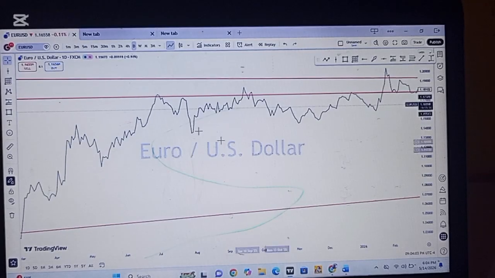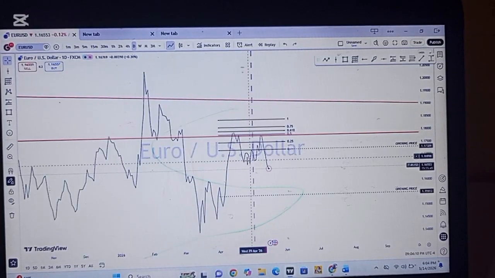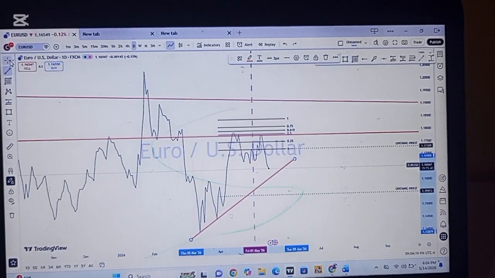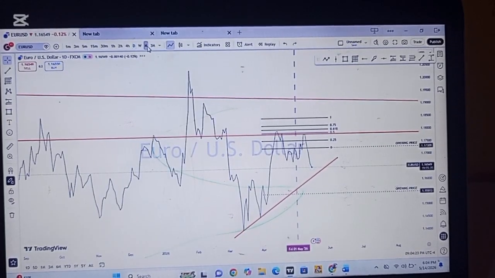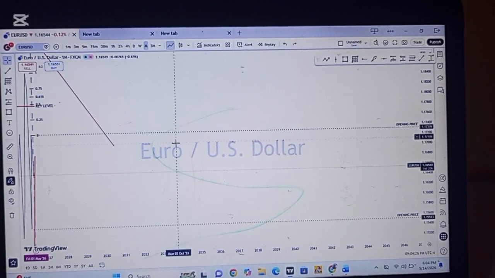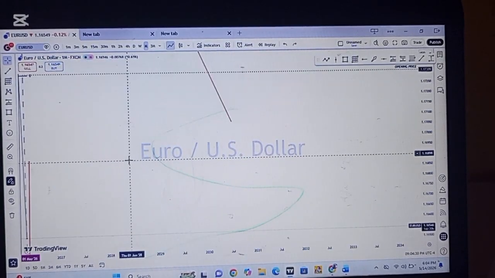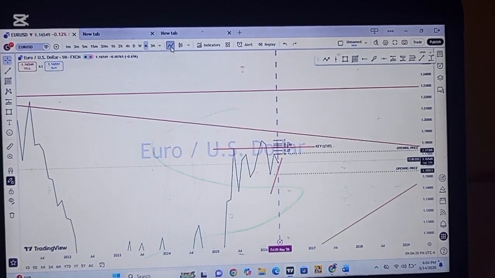You can see how many touches that line has. Look at that. So that was a very nice entry, taking these lows. And we have a support on the downside. Here we have a support. So that is my next stop. But we have a monthly CRT in play. That is something that you should put in mind. We have a monthly CRT in play.